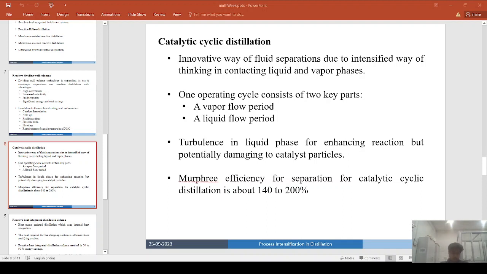The other operation is the liquid flow period, where the liquid flows down the column, dropping by gravity from one tray to the tray below. So in one operation your liquid is not allowed to fall because of the thrust of the rising vapor, and in the second operation the liquid flows down the column via gravity from one tray to another.